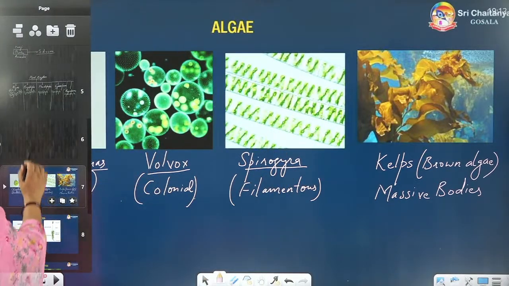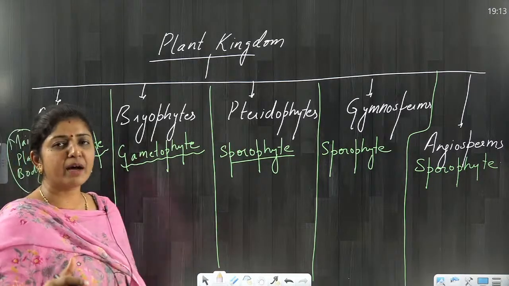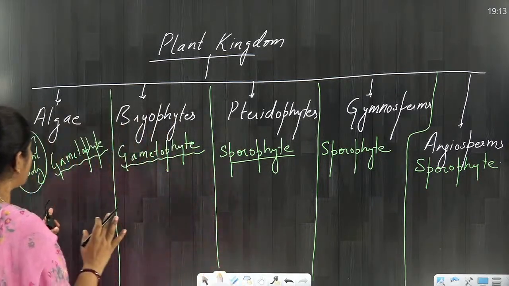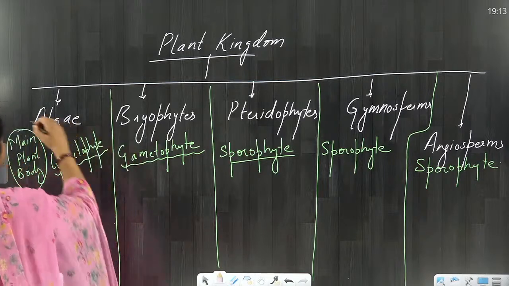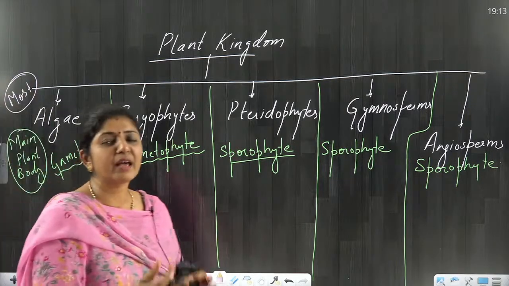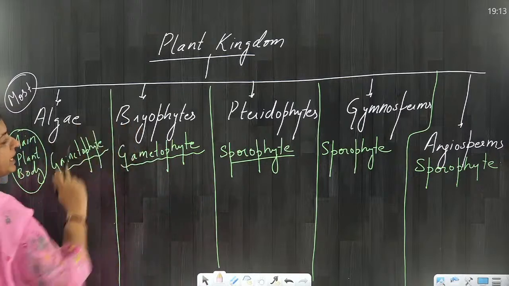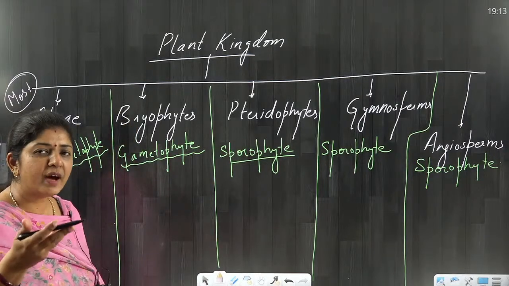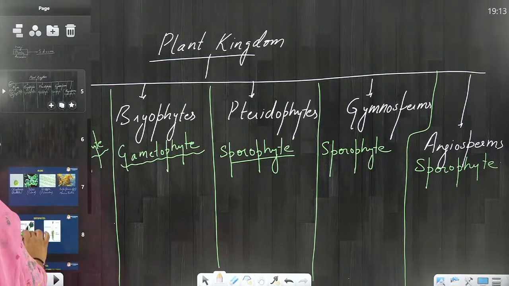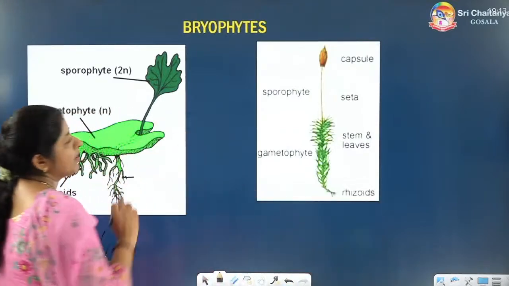Coming back to this point, I was discussing alga. Whenever you see it in your environment, it will be a gametophyte, fine. Now I am talking here regarding most of the categories shown. Next after this, if I take bryophytes, what type of gametophyte will they have? They will show this type of gametophyte, right?